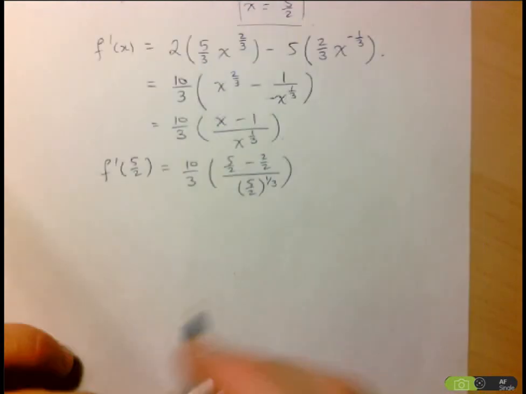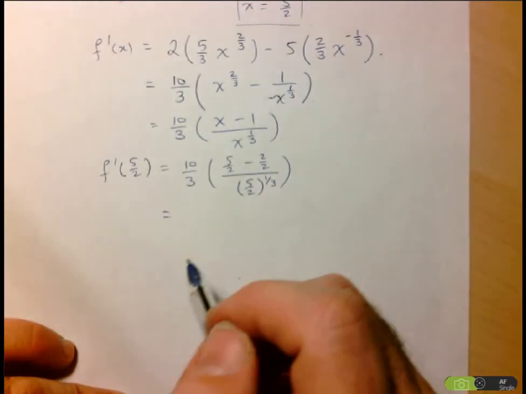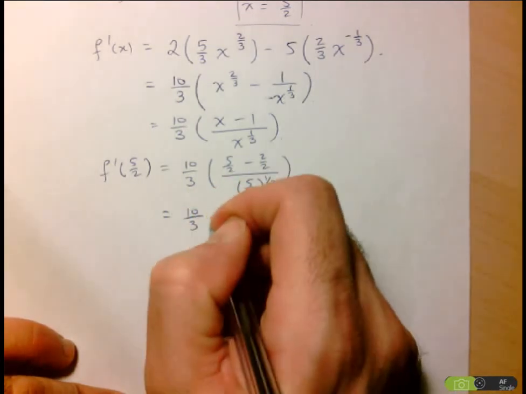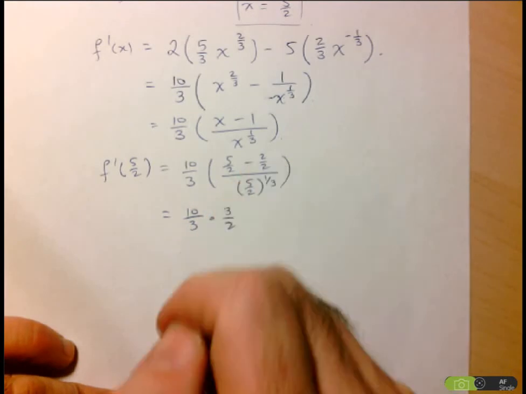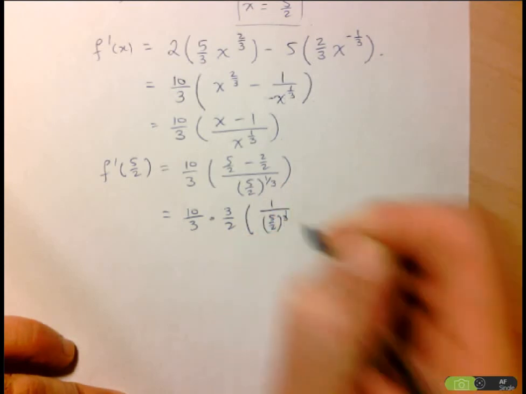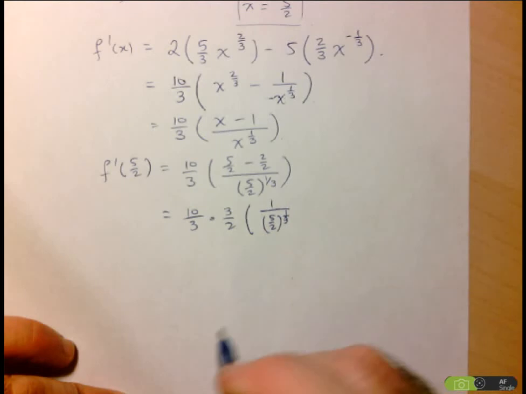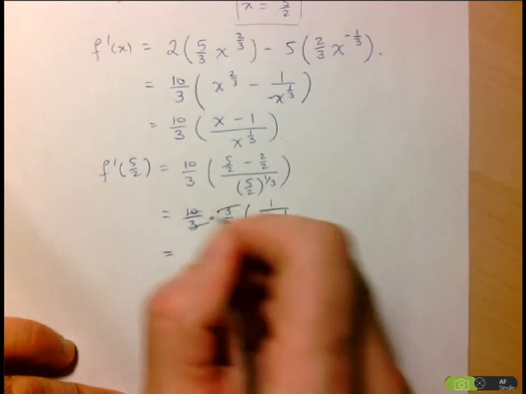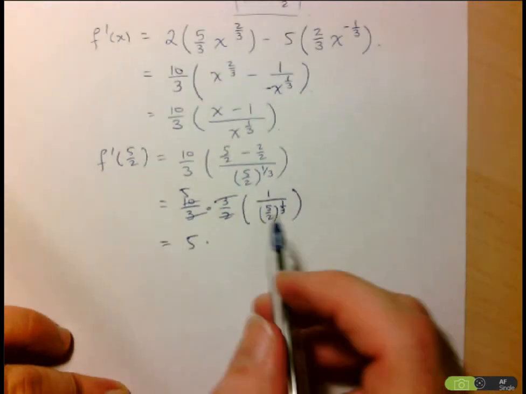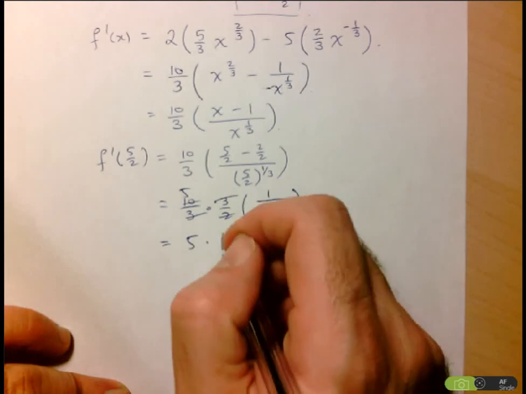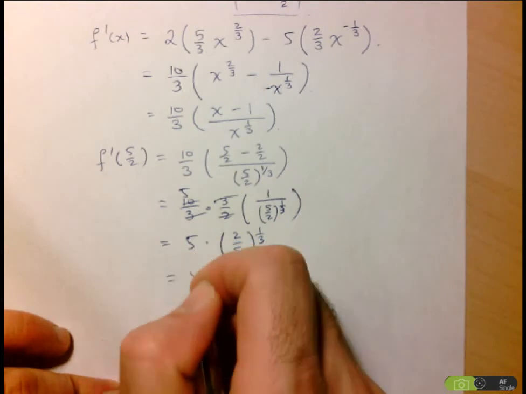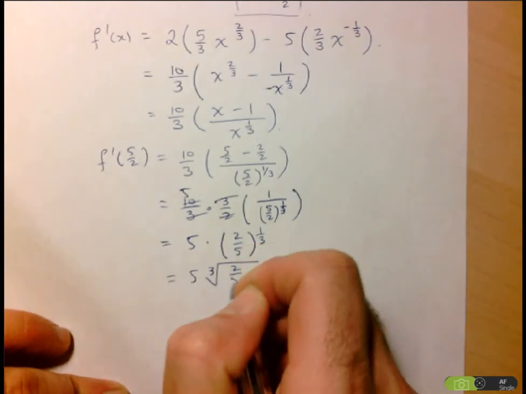Let's simplify a little here. 5 halves minus 2 halves is 3 halves. Let me bring all the constants out together: 10 over 3 times 3 over 2, that's from the numerator. Now I'm left with 1 over 5 halves to the 1/3. And here, nice simplifying going on: 5 times 1 over 5 halves to the 1/3 is the same as 5 times 2/5 to the 1/3, or 5 times the cube root of 2/5.